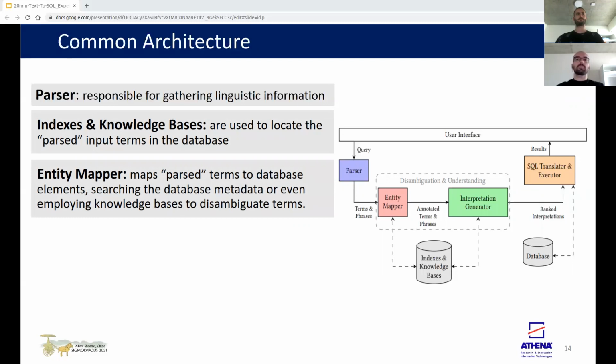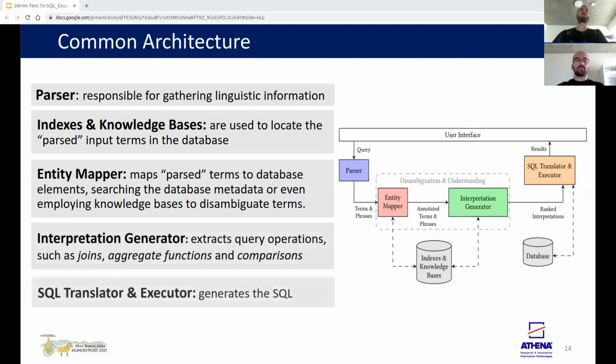As we have mentioned before, due to the ambiguity, several interpretations may be generated for a query. Then, the SQL translator and executor translates the interpretations to SQL and executes them.